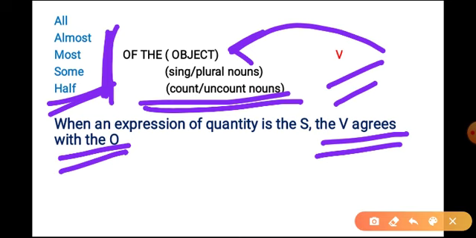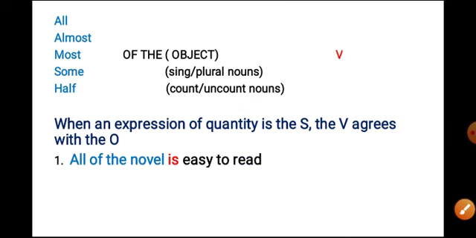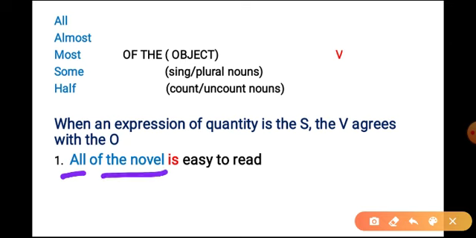Oke, misalkan dalam kalimat seperti ini, all of the novel is easy to read. Di sini ada all, kemudian ada the novel dalam bentuk singular. Oke, jadi verb-nya adalah is. Maksudnya adalah semua dari novel itu mudah untuk dibaca. Semua dari satu novel itu. Bisa berupa ceritanya, bisa berupa settingnya, plotnya, pesannya, dan lain sebagainya, itu mudah untuk dibaca.